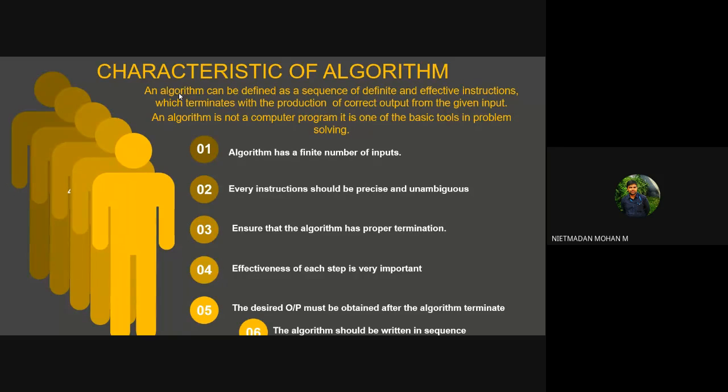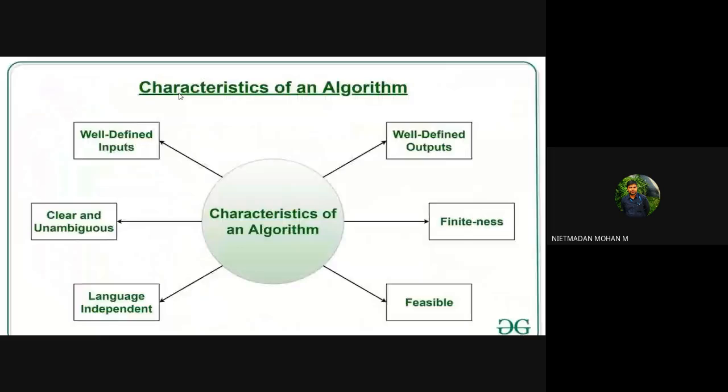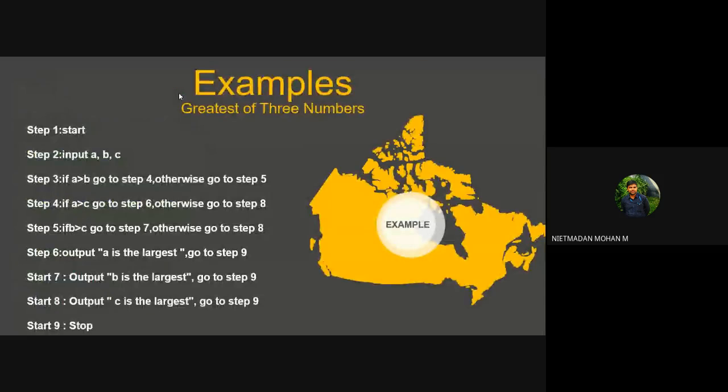The 5th point: the desired output must be obtained after the algorithm terminates. Yes, after the termination of the whole algorithm. So before the stop process, the output has to be obtained, and the algorithm should be written in sequence. The steps will be stepwise, as I mentioned, with the sequence there.